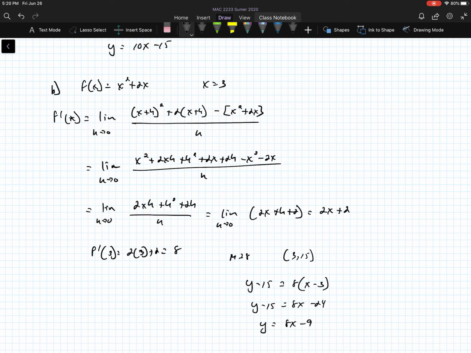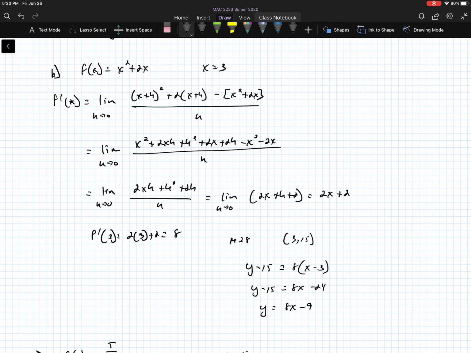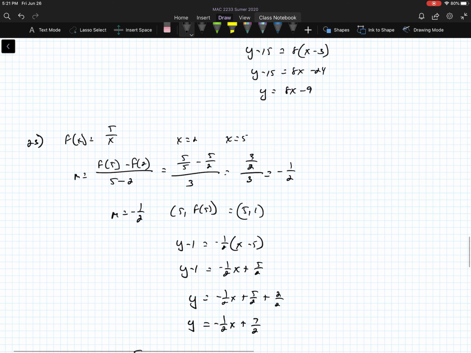Now for part B, we're going to find the limit of the function, or the derivative of the function, when x is equal to 3. So you can see how we just follow all of the steps, and we end up with 2x plus 2. Now, the next thing is, what is the value of the derivative? So f prime of 3. So again, this is f prime of x. So what's f prime of 3? We get 8. 8 becomes our slope. And then we use the point (3, 15) to get that equation, which is y is equal to 8x minus 9.